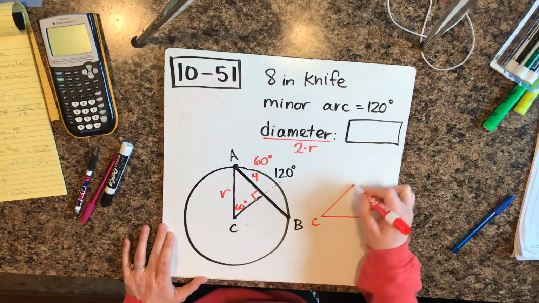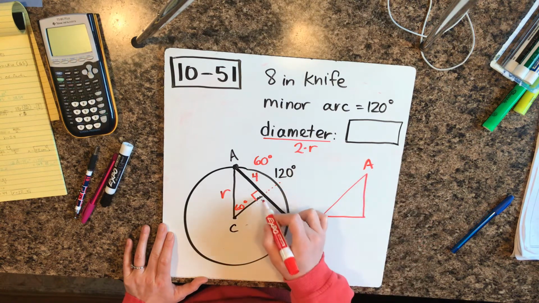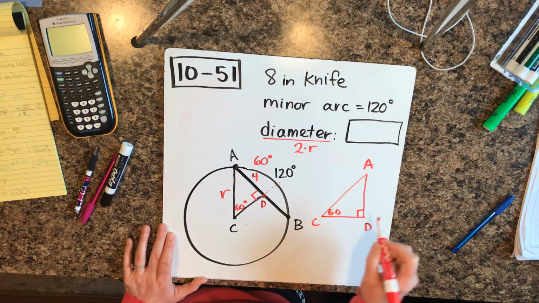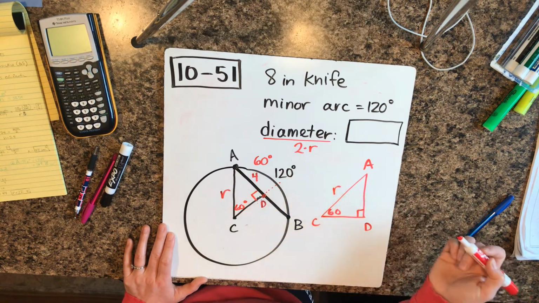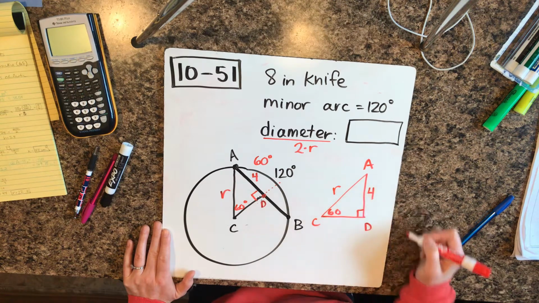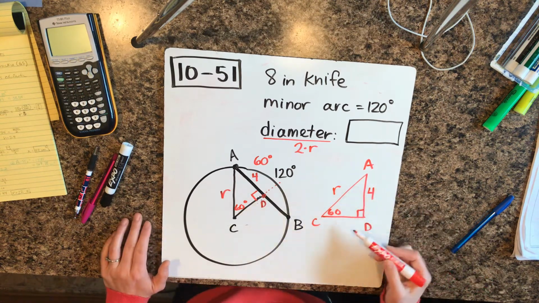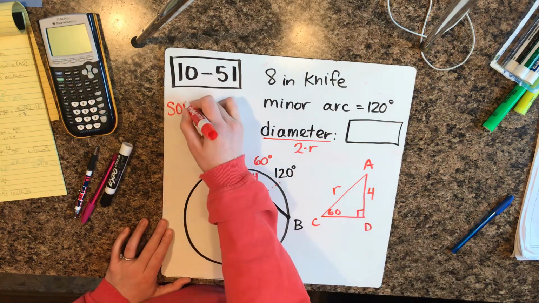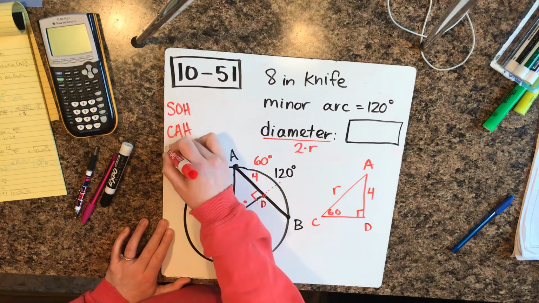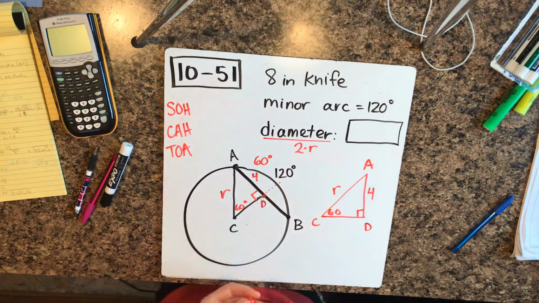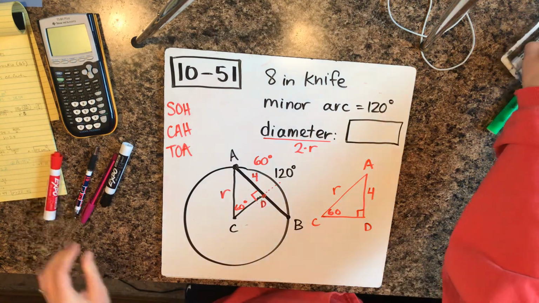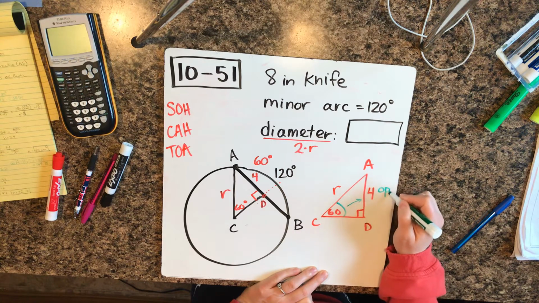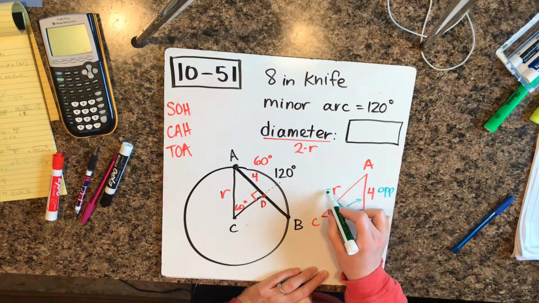Here's C, here's A, we could call that point D, here's a right angle, C is 60, A to C is R, we don't know what that is, and we know that this is 4. Again, I can't use the Pythagorean theorem because I don't know 2 side lengths, but I can use SOHCAHTOA in order to find what the radius is. If I'm looking at the 60-degree angle, the 4 is opposite, and the radius is actually the hypotenuse.